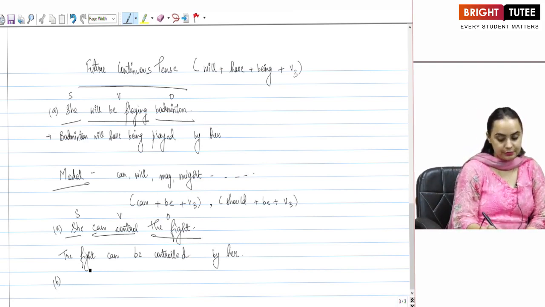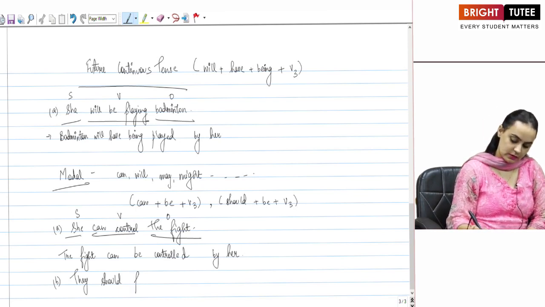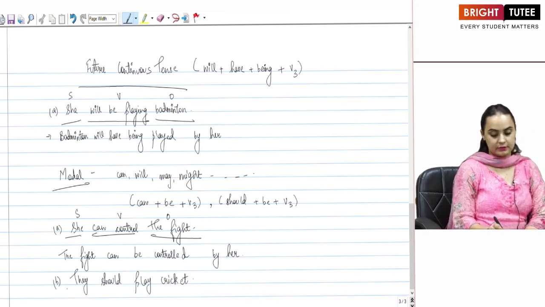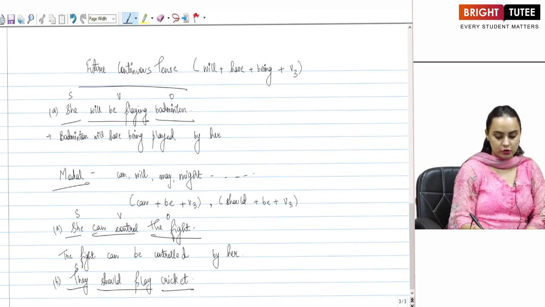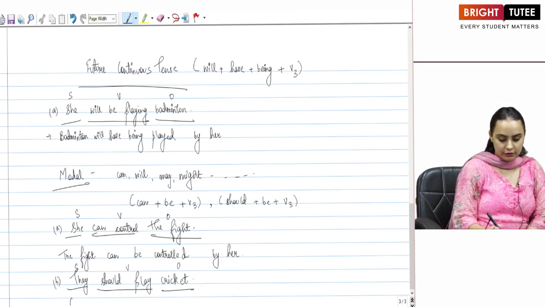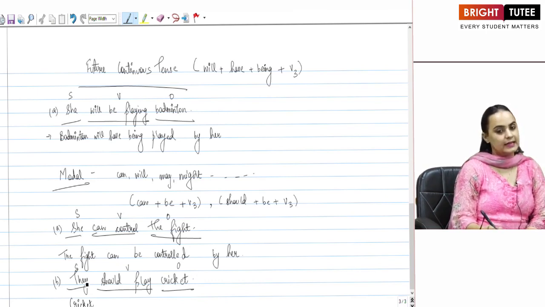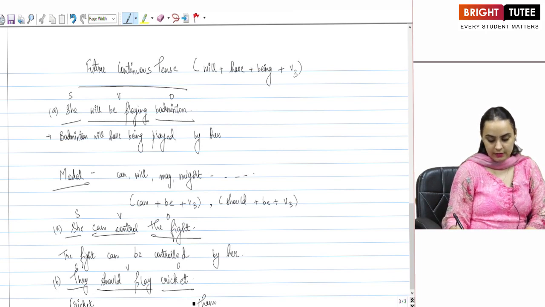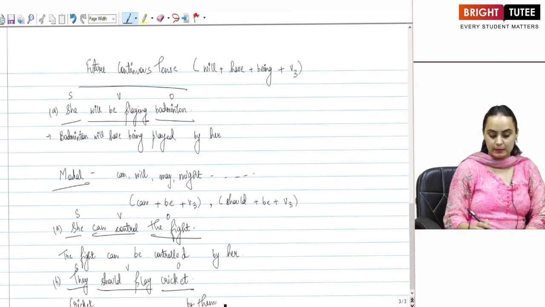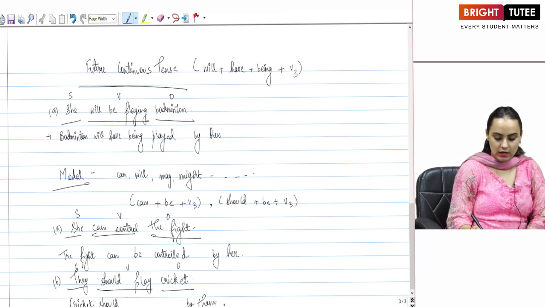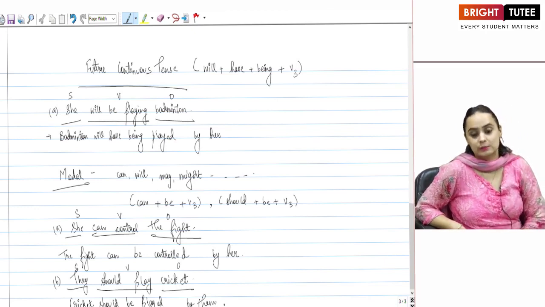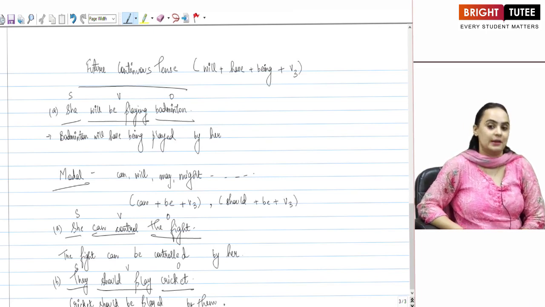Let me give you another example. They should play cricket. So, divide subject, verb, object. Cricket becomes my new subject. They changes to them and we add by before it. Should play changes to should plus be plus the third form of the verb, which is play. So the sentence becomes cricket should be played by them.